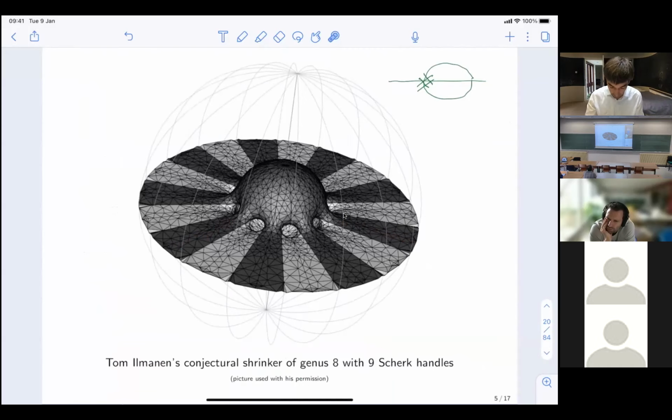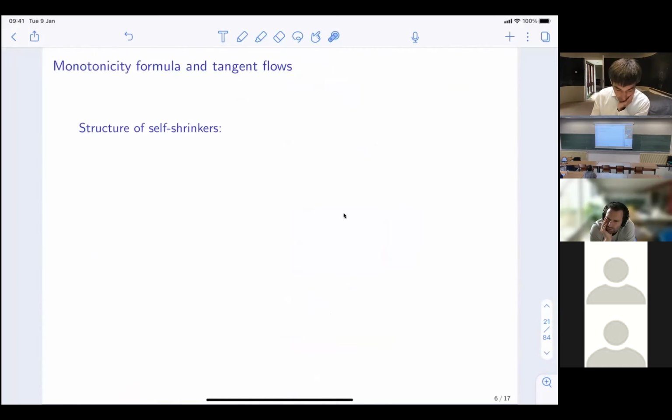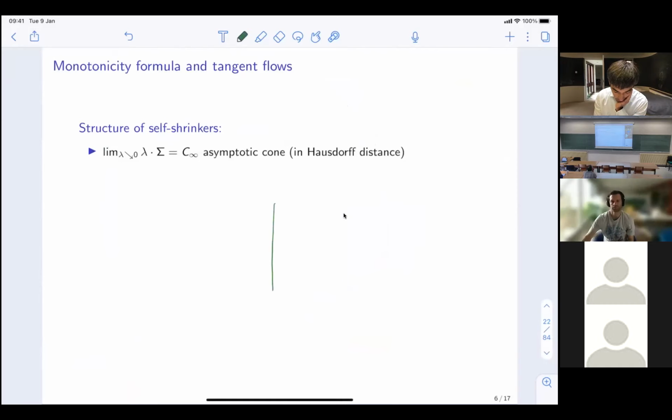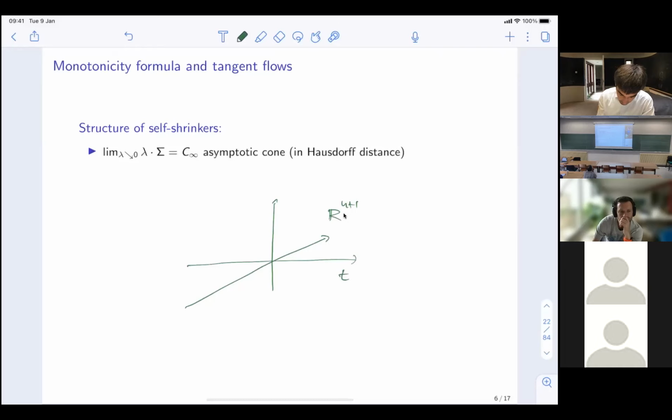So, here's maybe a bit about the structure of self-shrinkers. This is what I first said. Let me draw a picture here, that can be very instructive. So you have again here R^(n+1), and you have here one straight direction. So this is the time here. Now, let me just draw this here.